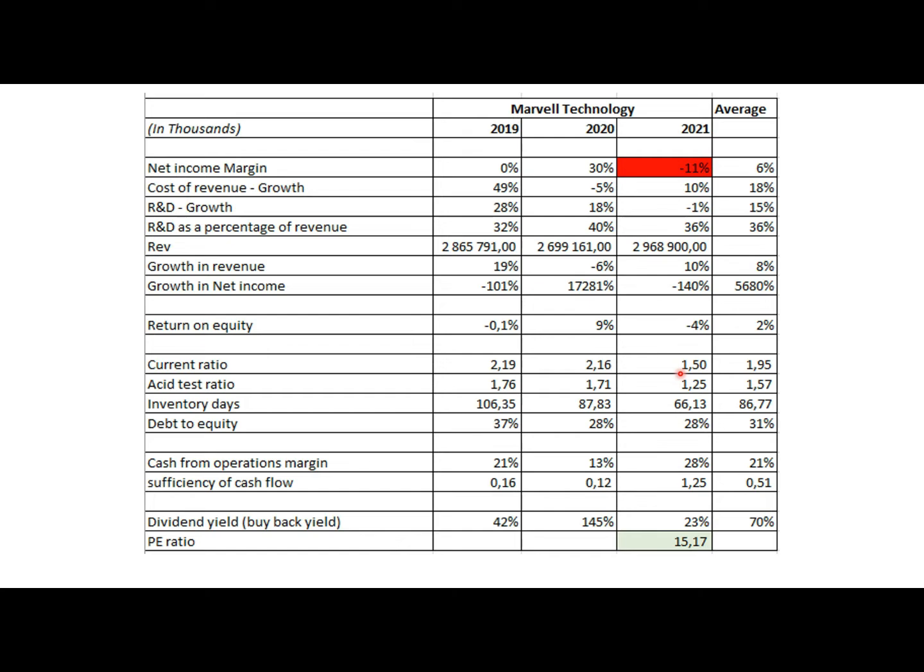And the deterioration is mainly caused by the drainage of cash being invested. So a lot of cash has been invested into the business. That's what resulted in the deterioration because cash on hand has decreased. But at above 1, I'm still happy because it shows me that Marvell does have relatively sufficient short-term assets to cover short-term liabilities as and when they fall due. Okay, very good.